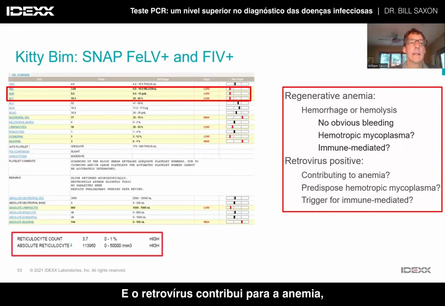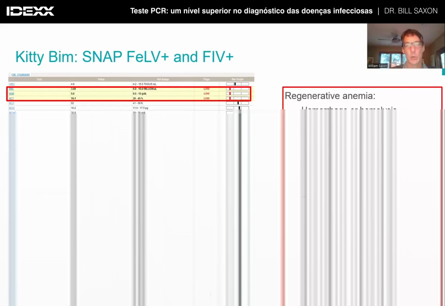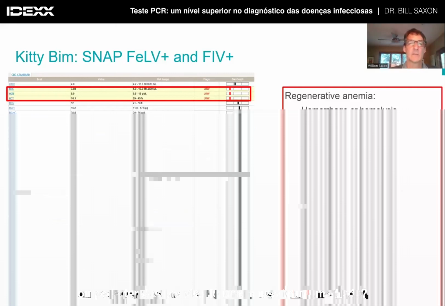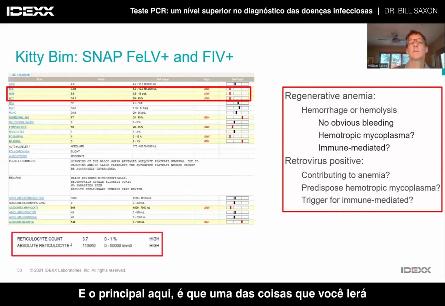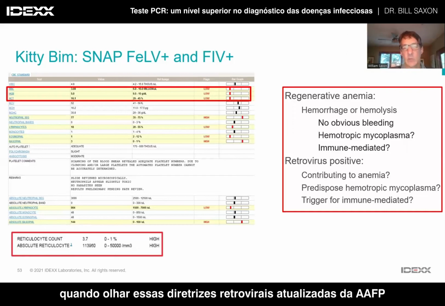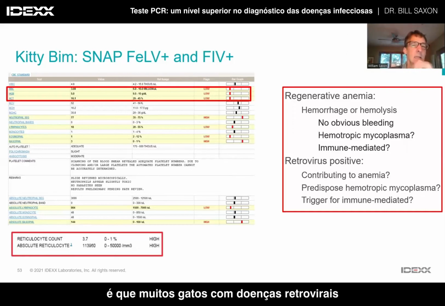All right, and is the retrovirus contributing to the anemia by predisposing her to an infectious disease, or could it have triggered an immune-mediated cause? And the key here is, one of the things that you'll read when you look at those AAFP updated retroviral guidelines is that a lot of cats with retroviral diseases live a normal lifespan, and this is especially true for FIV. All right, so not every cat that's FeLV or FIV positive is sick because of the retroviruses.